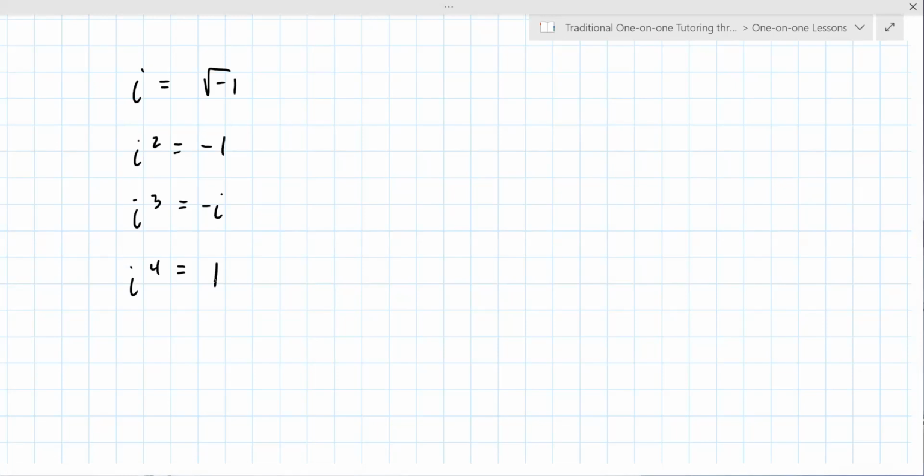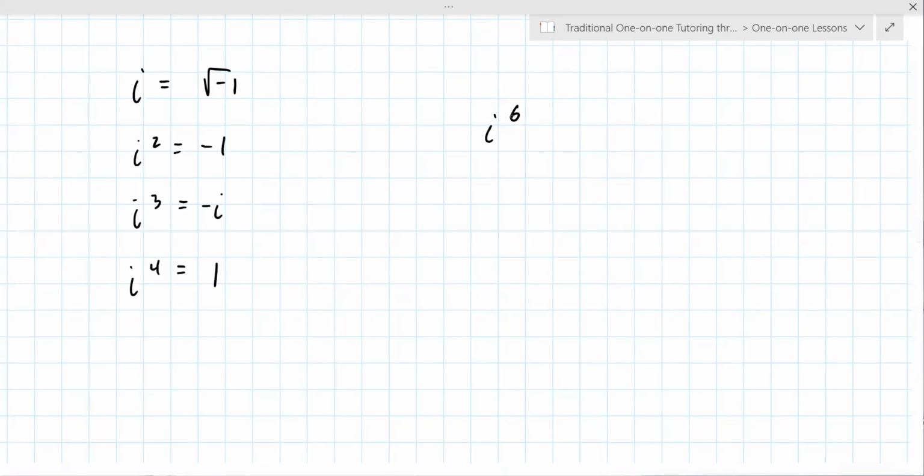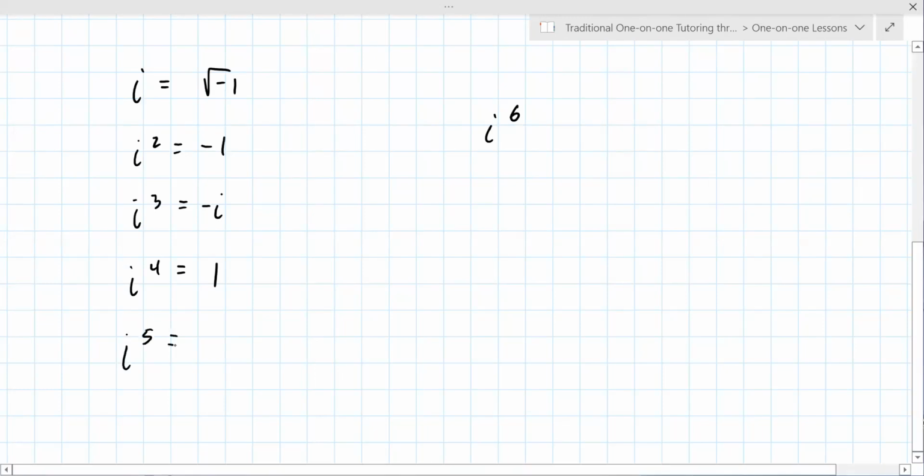So why would you need to know this? Well, because they could give you a problem like the following. They say, like, what is i to the sixth? And you may or may not see a pattern yet, but i to the fifth is actually the square root of -1, and i to the sixth is -1. So there's actually kind of a rotation here, but there's a better way to do it.